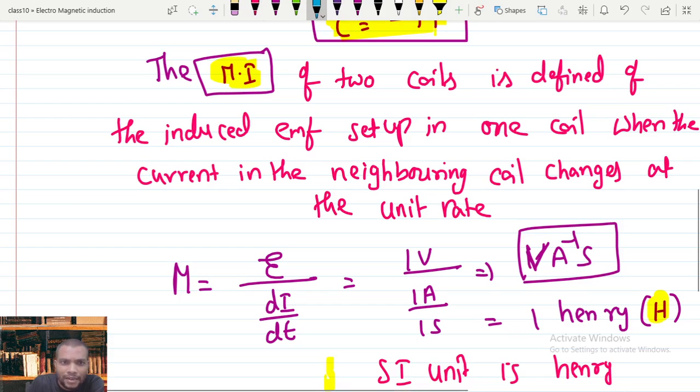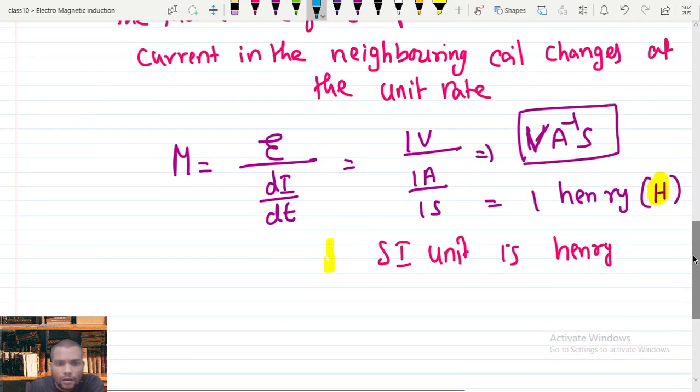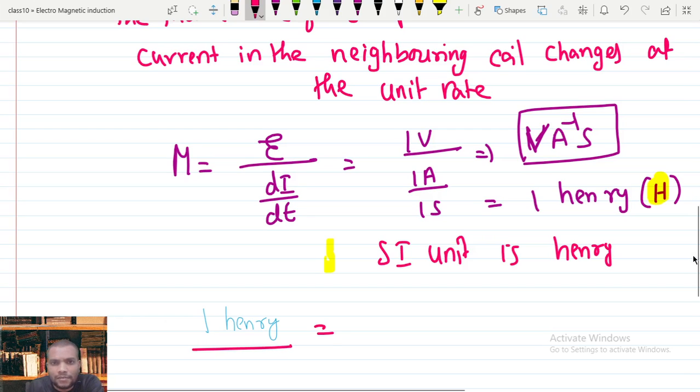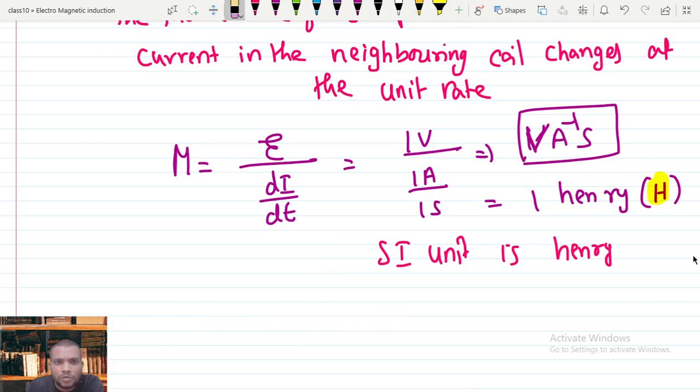So here I defined 1 Henry. How do you define 1 Henry? 1 Henry is when 1 volt is induced in one coil when a current of 1 ampere changes in 1 second in the other coil. That is the definition of 1 Henry. This is all about mutual inductance.